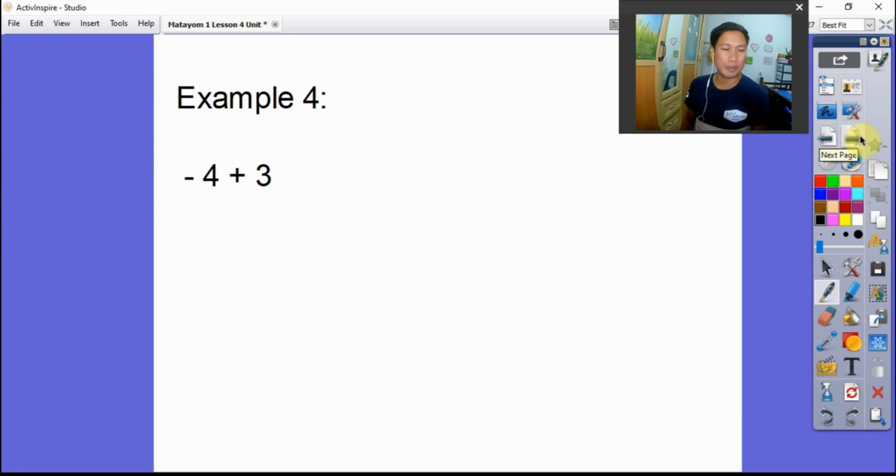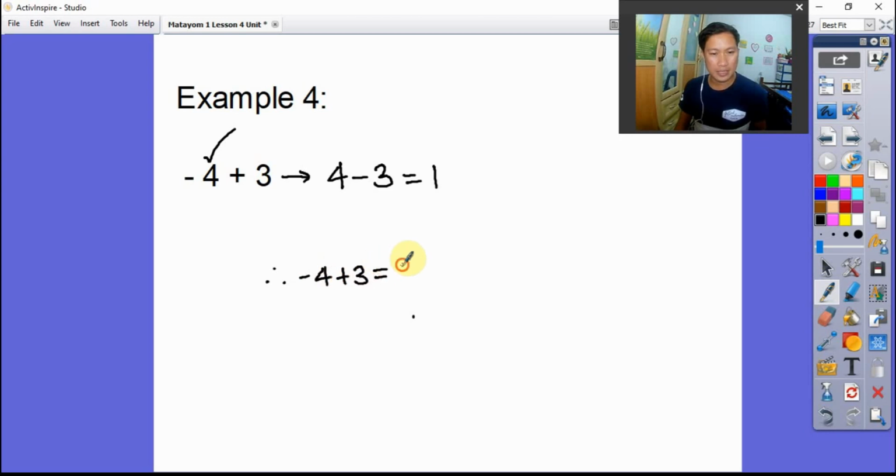Example number 4. Let's have an arrow. So identify the larger number. The larger number here is 4. Oh, it's getting harder to do. No, it's easy. So larger number, 4 minus 3 is equal to 1. So write the final answer. -4 plus 3 is equal to 1. But what is the sign of the larger number? It's negative. So -4 plus 3 is equal to -1. Don't forget the sign of the larger number.